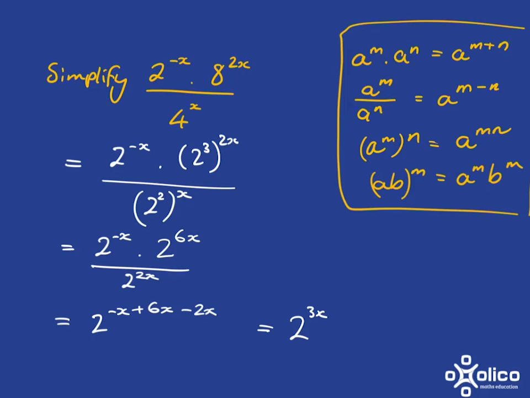And that's a perfectly decent answer as is, but you could also note that this is the same as 2 cubed to the power of x, and 2 cubed is 8. So another way of writing this would be 8 to the power of x. Either way, this or this would be fine. I just want you to notice that 2 to the 3x is the same as 2 cubed to the x, so it's the same as 8 to the power of x.